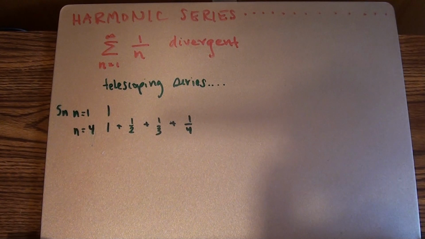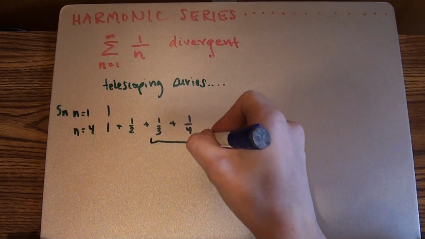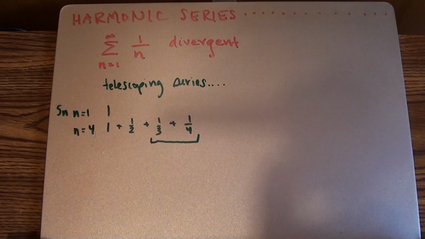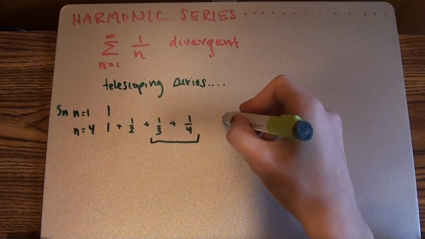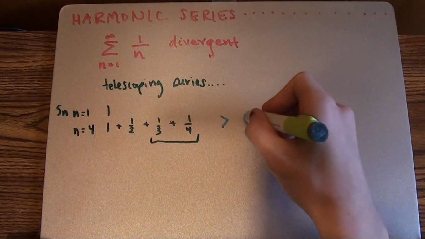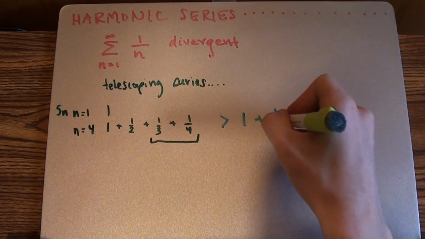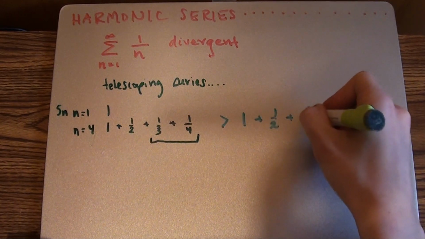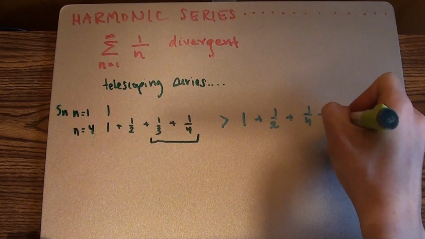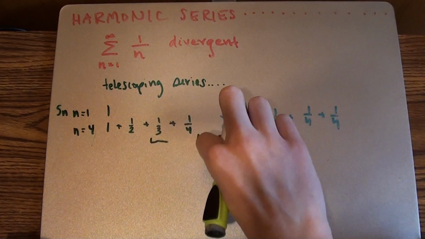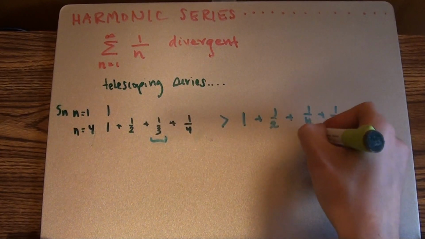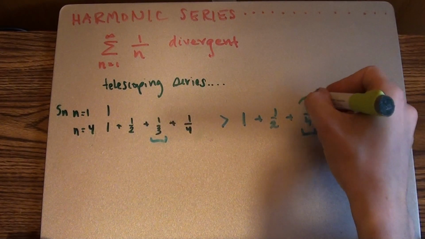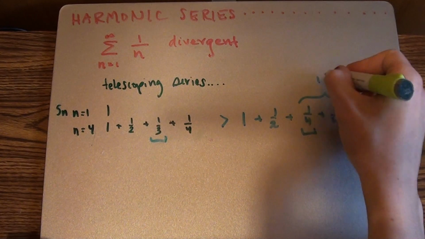We can say that this whole series then, this partial sum, is going to be greater than if we added 1 plus 1/2 plus 1/4 and 1/4, right? Since we know that 1/3 is bigger than 1/4, this is what makes the argument true. And we know that this adds up to 1/2, right?